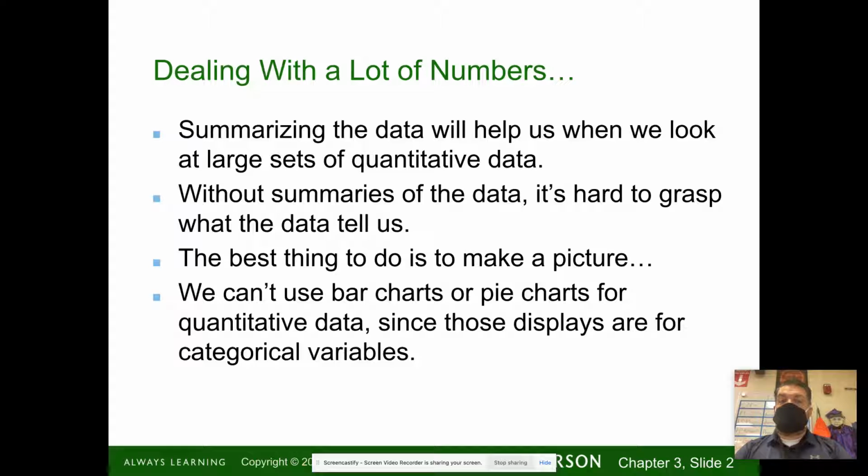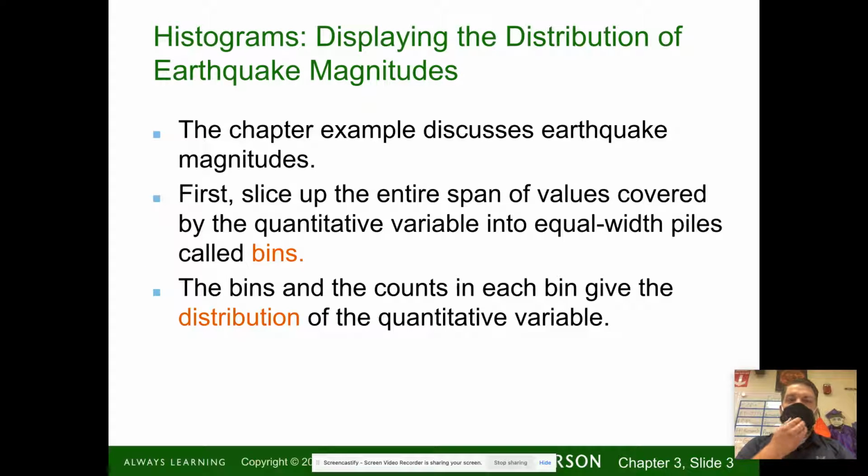So the best thing to do is make a picture. We can't use bar charts or pie charts sometimes for the quantitative data because it's so massive, and since those displays are usually used for categorical variables, okay? So anyways, what does this mean? Well, one thing we could do is a thing called a histogram. And that's just displaying what we call a distribution of earthquake magnitudes in this example.